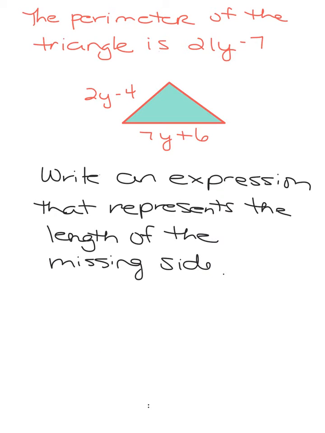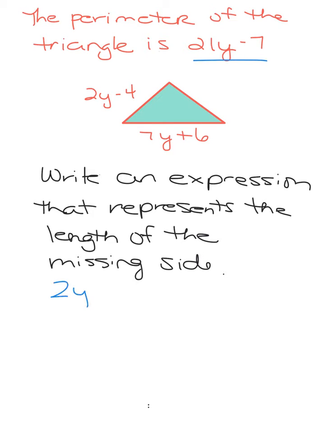Our next problem says the perimeter of the triangle is 21y minus 7. Write an expression that represents the length of the missing side. So remember, we know the perimeter is when we add up all the sides. So we have a missing side. So far we have 2y minus 4 and 7y plus 6. And I'm going to get to 21y minus 7.